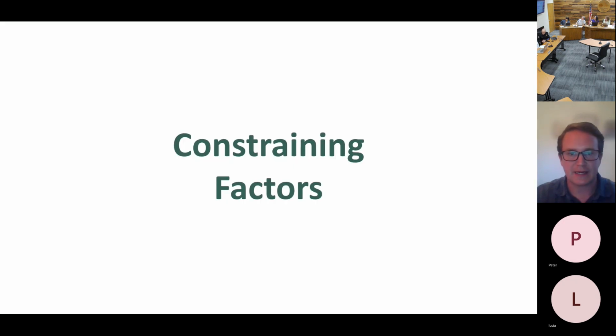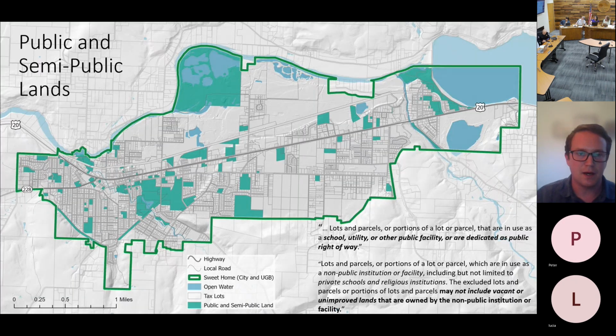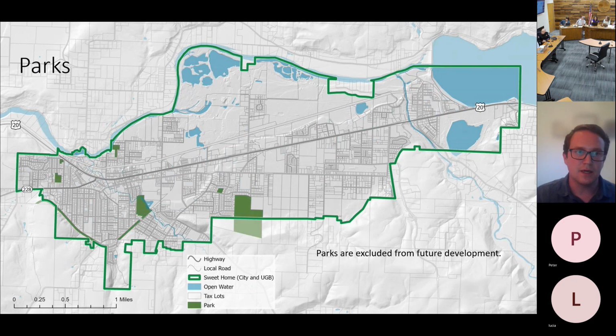And we'll take a look back at that once we take a look at constraining factors. So these are things that we are able to discount off. And so we'll give you some examples of those. We tend to remove public and semi-public lands, so things that are owned by the city, the county, the state, the federal government, that kind of thing. So you can see here all of these sort of turquoise colored parcels are out of the buildable land inventory based on that. We also remove parkland, so a handful of properties there.